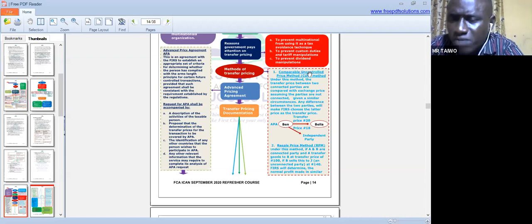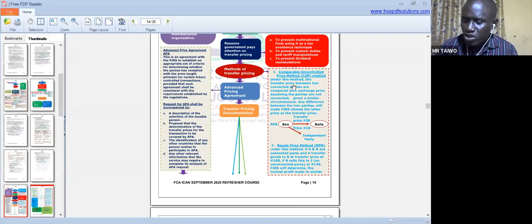Comparable uncontrolled price method. That's the CUP method. When we say comparable uncontrolled price method, what do we mean? It simply means that, let's say for instance, we have two divisions. I'll be using an example. That's how you should use it in the exam, so it can be easier.